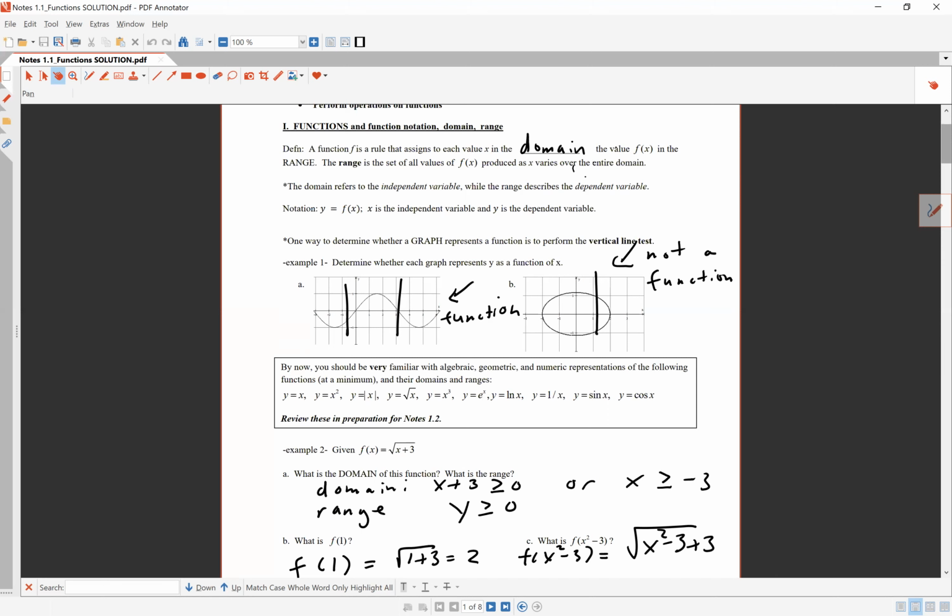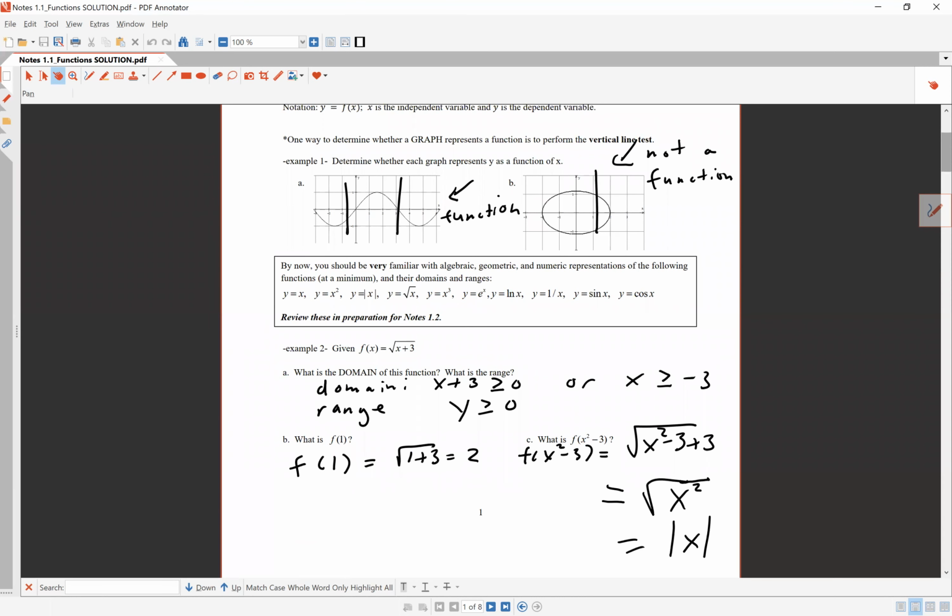Now let's look at another function, the square root of x plus 3. What is the domain? We want to make sure the function is well defined. If you put in, let's say, -4, you're going to get the square root of -1, and you can't do that. So we want x plus 3 to be non-negative. We solve x plus 3 is greater than or equal to 0, so x is greater than or equal to -3. The range is y greater than or equal to 0. If you put in x equal to -3, you get 0, and as you keep making x bigger and bigger, you get bigger values of y.